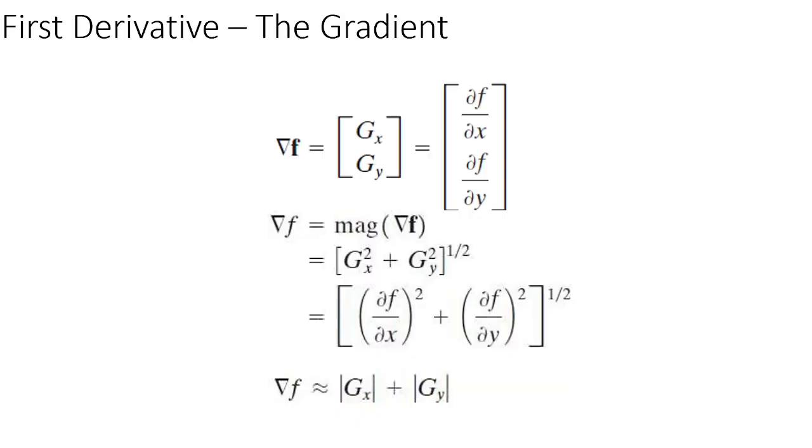Here also, the first derivative: if you find a single difference along the x and y coordinates, then it is called the gradient operator. If you find the difference twice, then it is called the Laplacian operator. This gradient is represented by gx, gy, and the magnitude of this value is the square root of gx square plus gy square, and this is your del f.